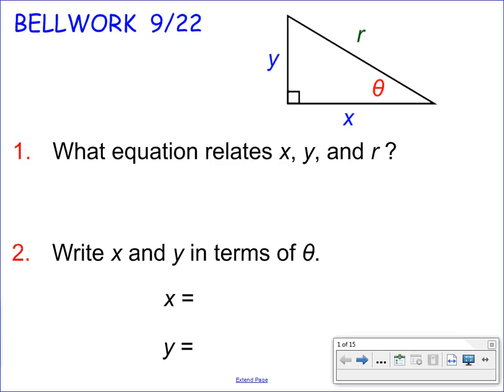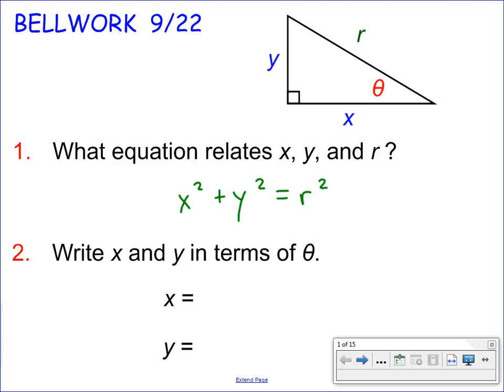As we consider our right triangle, what equation relates x, y, and r? Courtney? X squared plus y squared equals r squared. Awesome, thank you. Our Pythagorean theorem relates the leg lengths to the hypotenuse length of any right triangle.